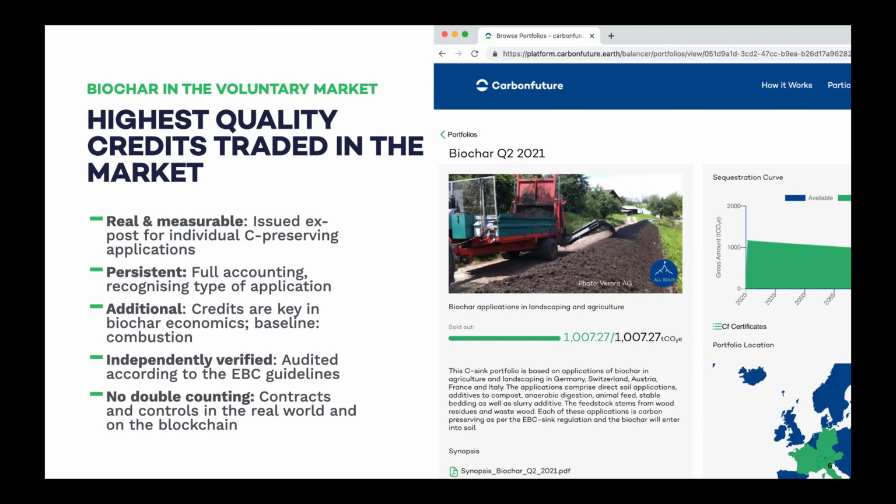carbon sink services are key in the monetization or in the economic model of biochar, but it's not the only one. It's independently verified, and of course, no double counting is a key issue here, ensured by our contractual setups and also, of course, by the blockchain representation of the activities.